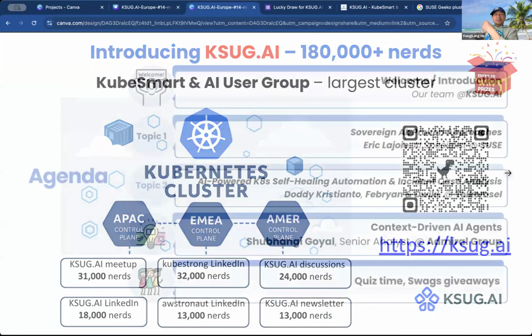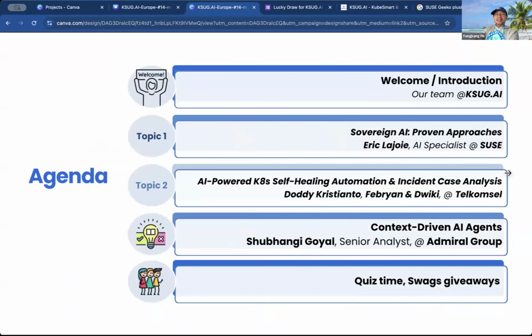Let me introduce tonight's session. Here is the agenda. Right now, I'm introducing the community, and then shortly we will welcome our first speaker, Eric. He is an AI specialist from SUSE. He will talk about sovereign AI proven approaches, how to leverage AI to build something for your application in a segregated environment.